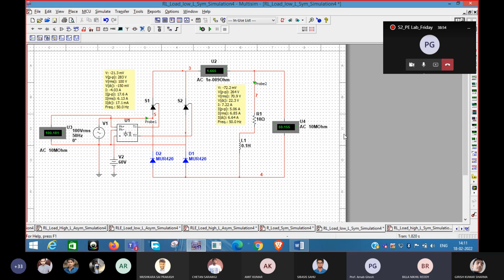You can change your solid state devices. Maybe diode issues may be there. Okay, you can change it. You may use high rated thyristors and diodes and again retake those results. Okay, I think it will work.